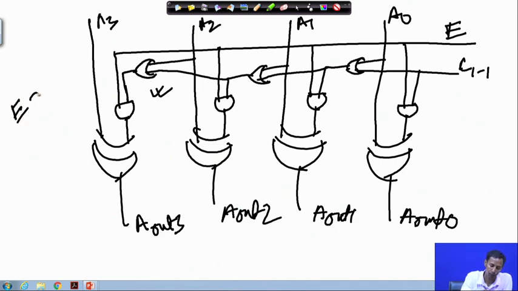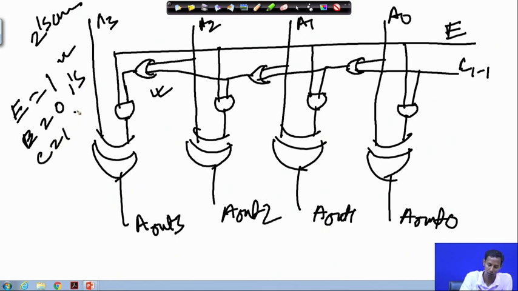So, now I just want to verify this particular circuit against my target. If E equals 1, then it will act as a 2's complement circuit. If E equals 0, then it will act as a 1's complement circuit. Okay. So, is it doing the same thing?